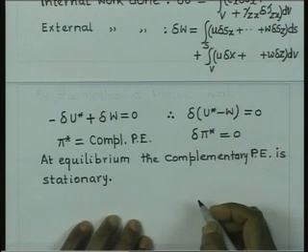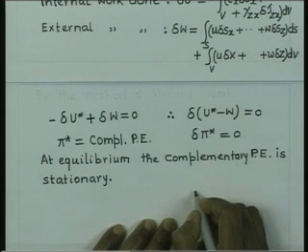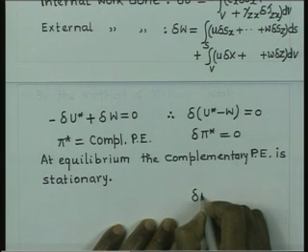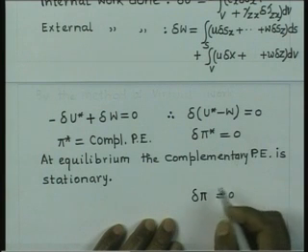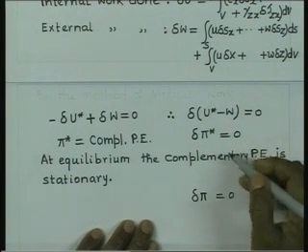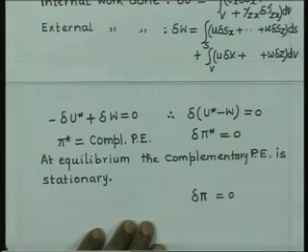It is similar to what we found in the case of minimum potential energy, delta pi equal to 0, and now in the case of complementary potential energy we have delta pi star equal to 0. So, at equilibrium both potential energy and complementary potential energy are stationary.